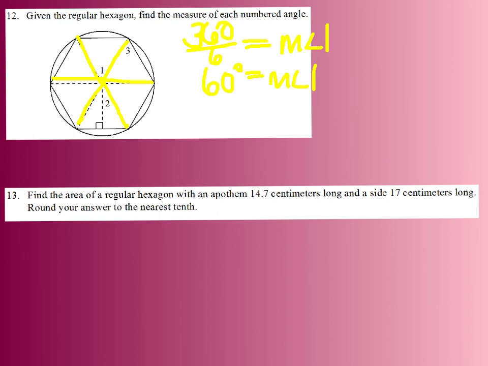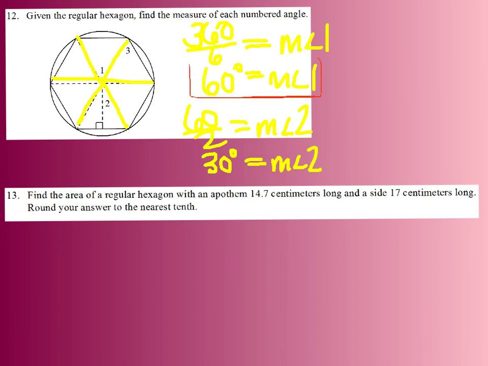The measure of angle 2 we see below is created by drawing the apothem, and the apothem just bisects the central angle. So the measure of angle 2 is 60 divided by 2. So 30 degrees is equal to our measure of angle 2. So far we have measure of angle 1 is 60, measure of angle 2 is 30.